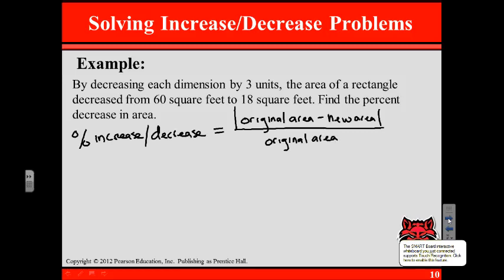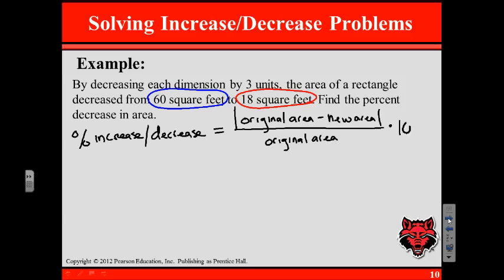So as we go through the problem, 60 square feet will be the original area. 18 square feet would be the new area. Let's take those two values and plug them into the problem. One thing I need to mention as well, let's multiply that result by 100 to change the decimal to a percent. So plugging in 60 in place of the original, 18 in place of the new.